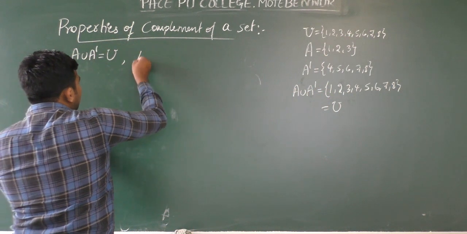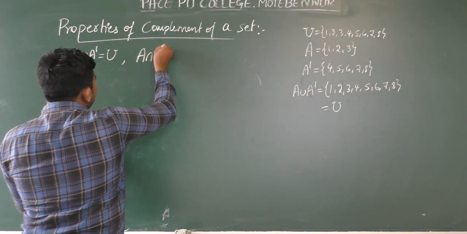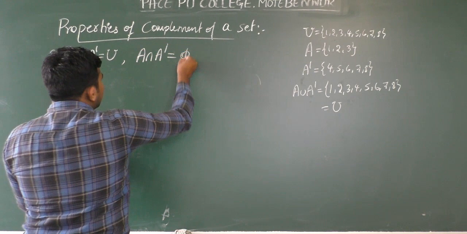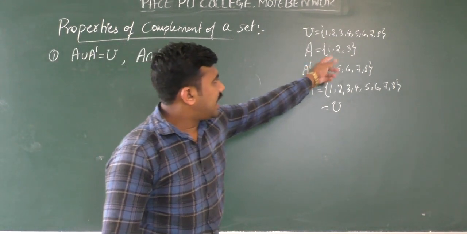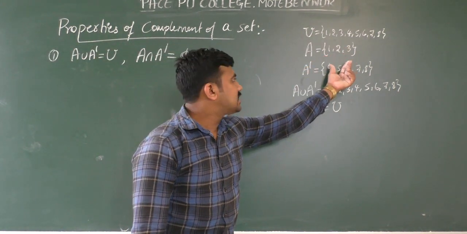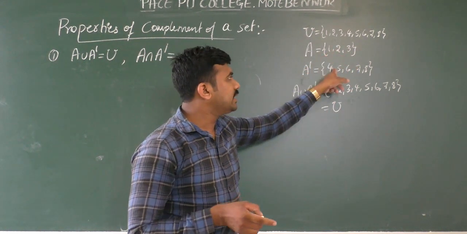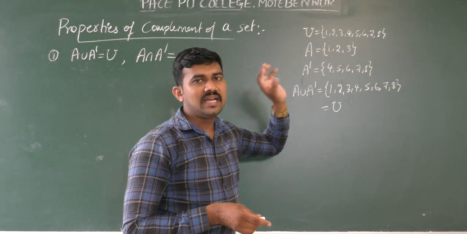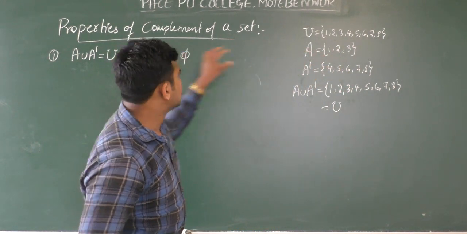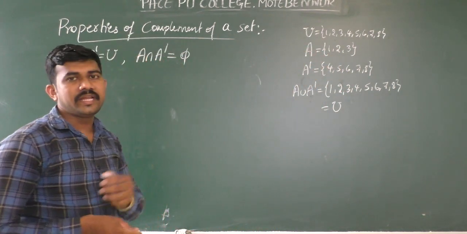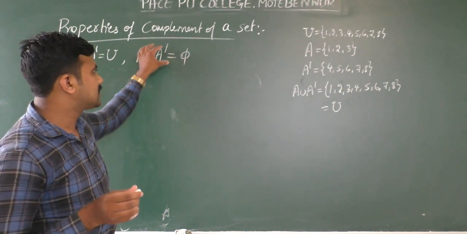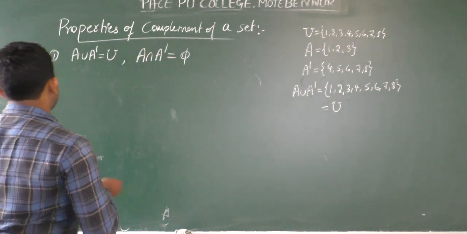Similarly, the next one: A intersection A complement is equal to the null set. You can observe here we have a set A and a set A complement. Is there any common element? There is no common element in A and A dash. So their intersection is empty. You will not get any element in the intersection, so clearly it is an empty set.